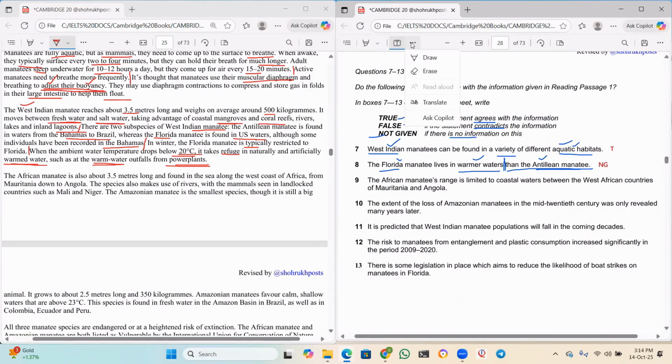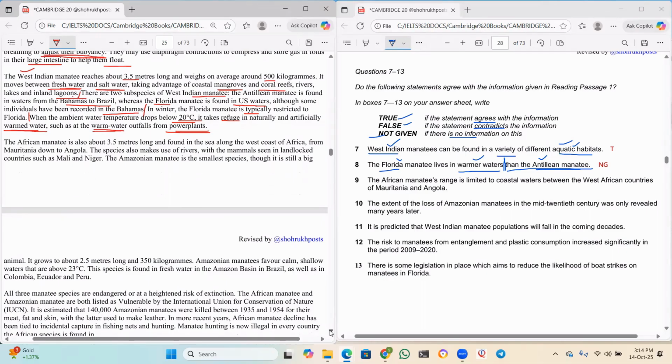Good. So yes, that's how we have to find the answers, guys. That's how we have to work on this. I hope you are following my strategies. You have to apply the same strategy to every type of true, false, and not given question. Then only you can easily find the answer.